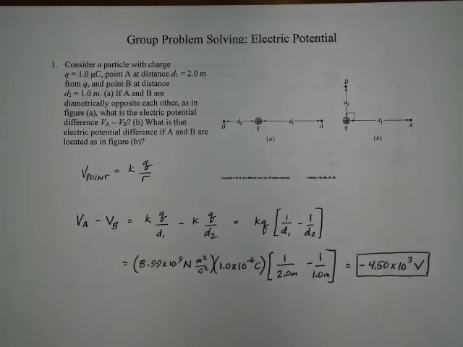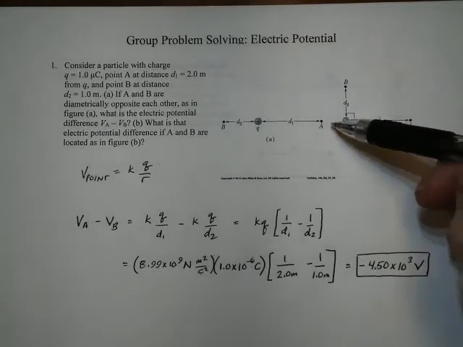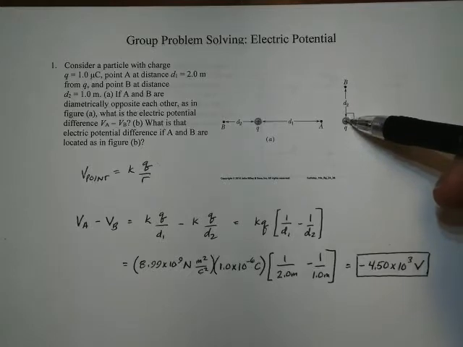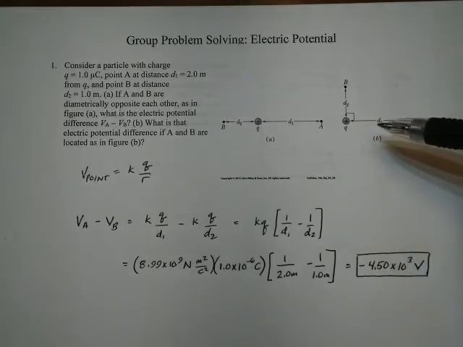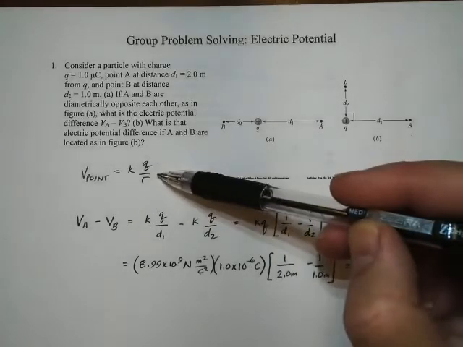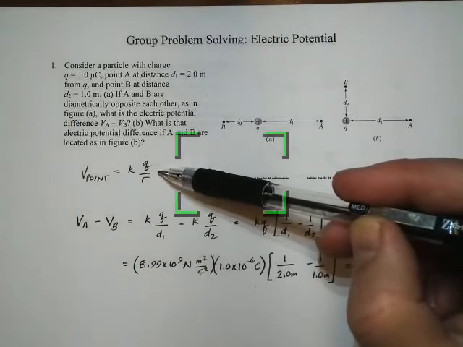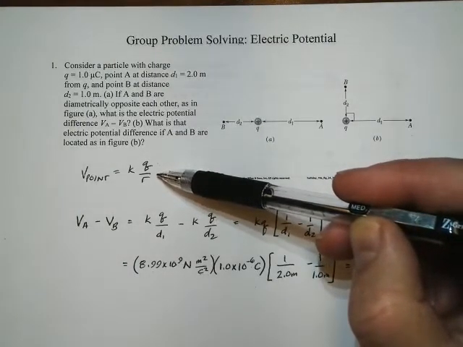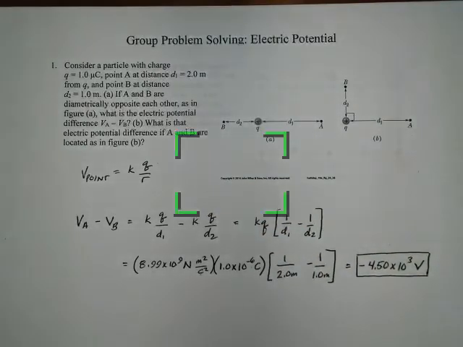Part B asks, what is the electric potential difference if A and B are located as in figure B? So now we move B so that B is directly above charge Q rather than over on the left side of charge Q. But it turns out that doesn't do anything to change the answer here. Notice that electric potential is a scalar quantity. It's just a number. It can be positive or negative, but it doesn't have a direction associated with it like the vector quantities of electric force and electric field.